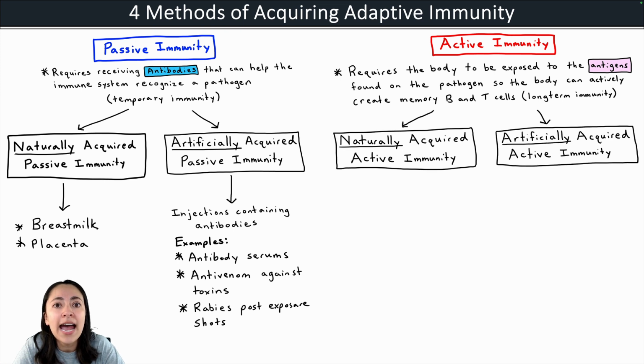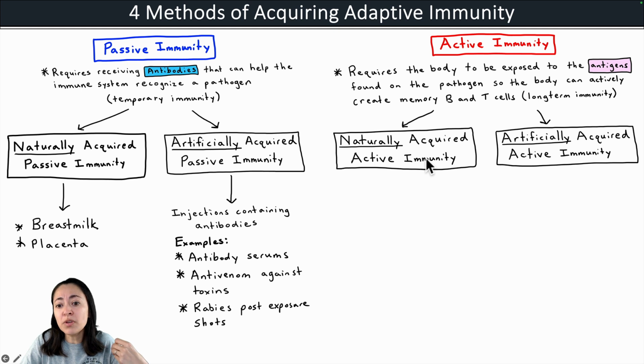Now let's look at how active immunity can be acquired. So remember, active immunity involves our body being exposed to the antigens, or the foreign proteins, on a pathogen. This is actually going to trigger your body to produce memory B and T cells. Now, we can naturally be exposed to the antigens found on a pathogen, or we can be artificially exposed to these antigens on a pathogen.